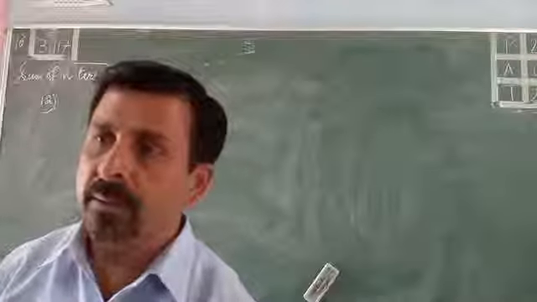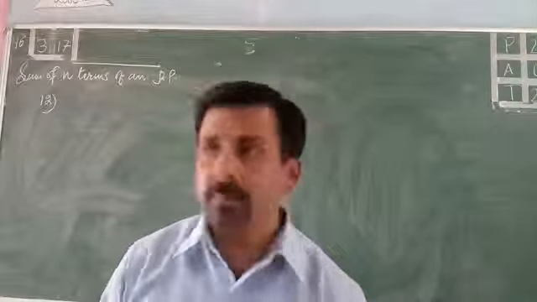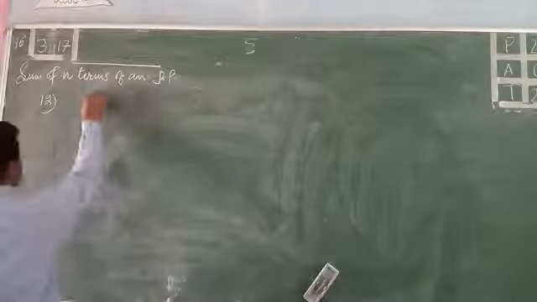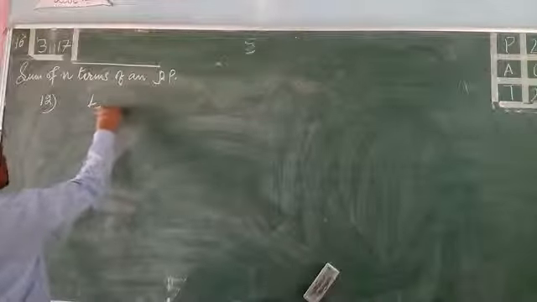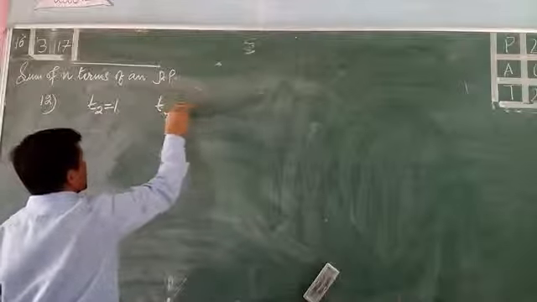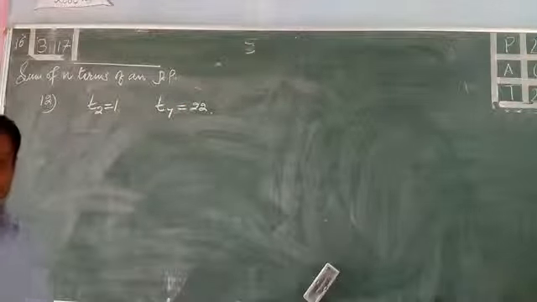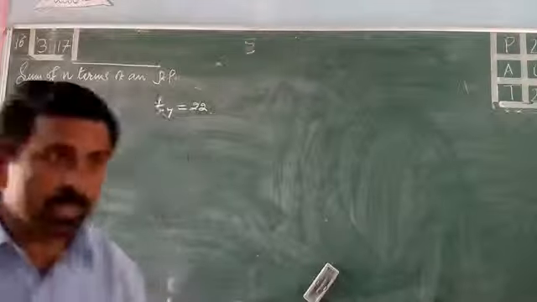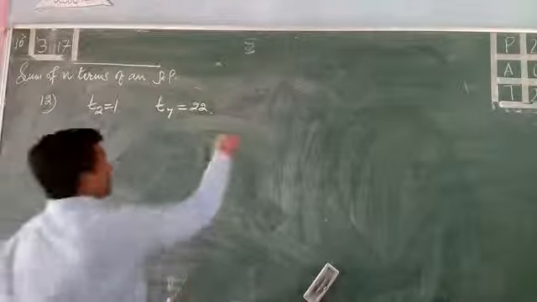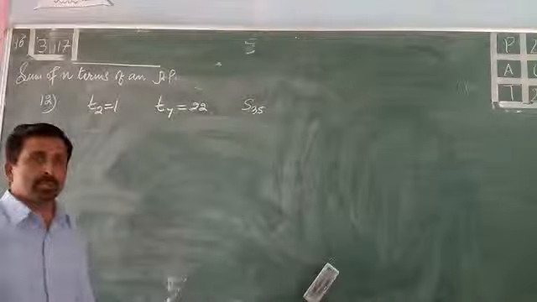Is it okay? The question is very simple. T2 is 1 and T7 is 22. If this is so, then what? The question is, find the sum of 35 terms. This is the question.